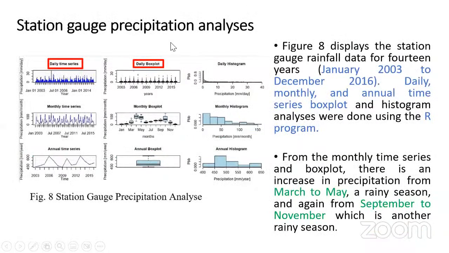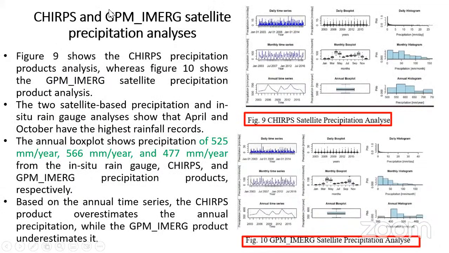This one was the gauge station, the data collected on the ground. Let's also look at the two satellites. This one is the Chirby satellite, and figure 10 tells us the GBM IMCCRT satellite. In the annual box plots, they show us 525, 566, and 477 millimeter per year, which is this.